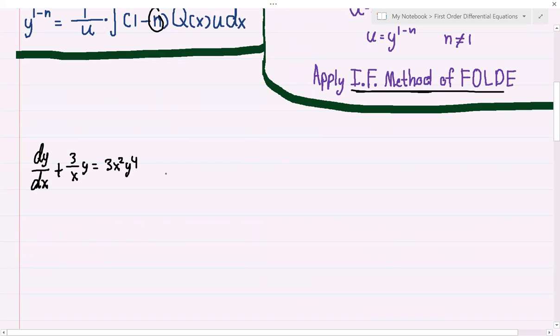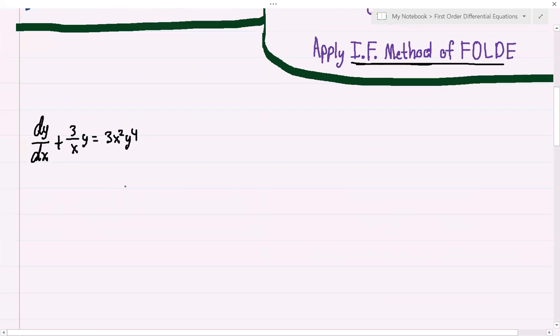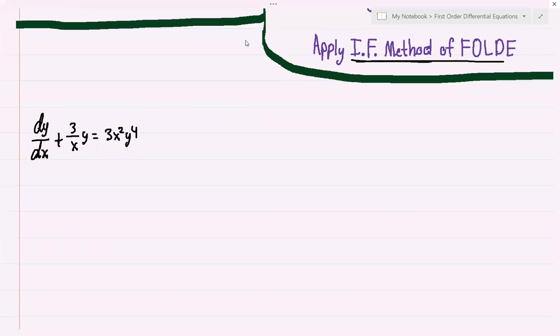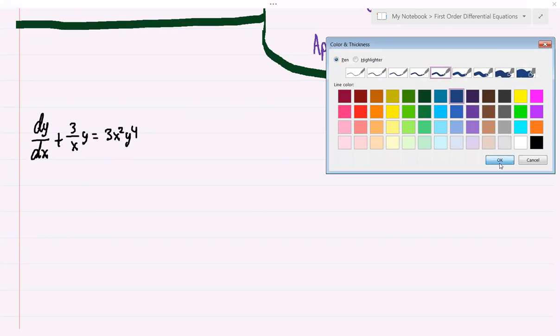Now, this one is obviously a Bernoulli's equation, because not only does the function of x here have your y, but on the right side we have another function of x that also has y, but with a different exponent. And that exponent is not equal to 1. So, let's first apply the integrating factor method.